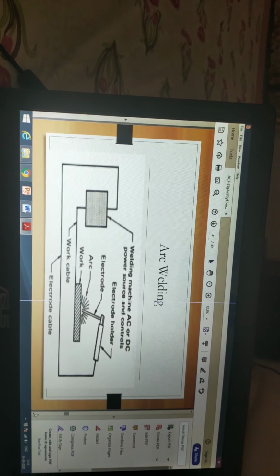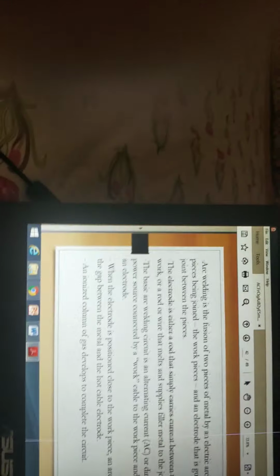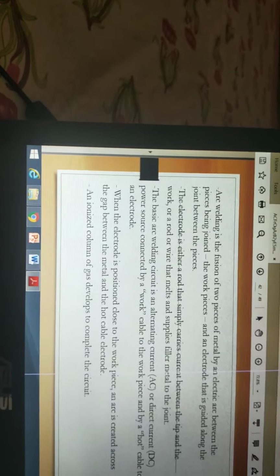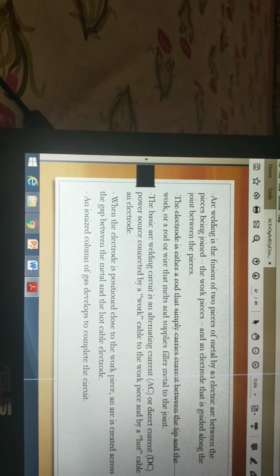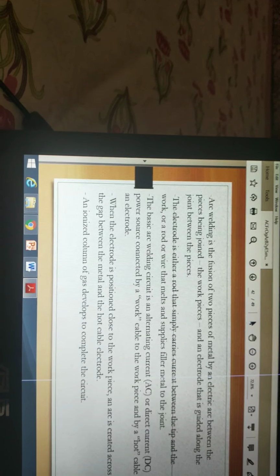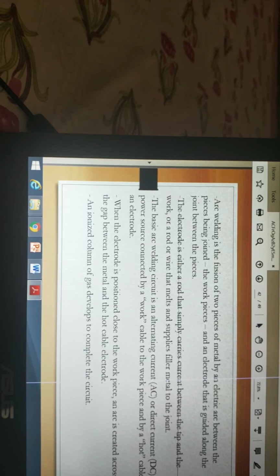the two similar metals. Arc welding is the fusion of two pieces of metal by an electric arc between the pieces being joined, the workpieces, and an electrode that is guided along the joint between pieces. The electrode is either a rod that carries a current between the tip and the work, or a rod or wire that melts and supplies filler metal in the joint.